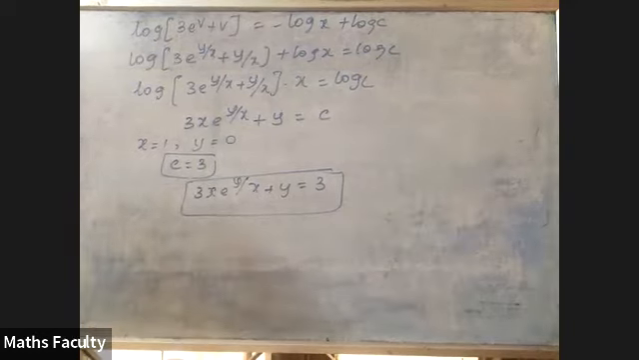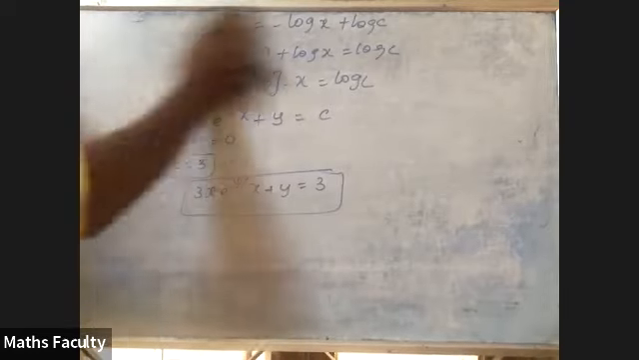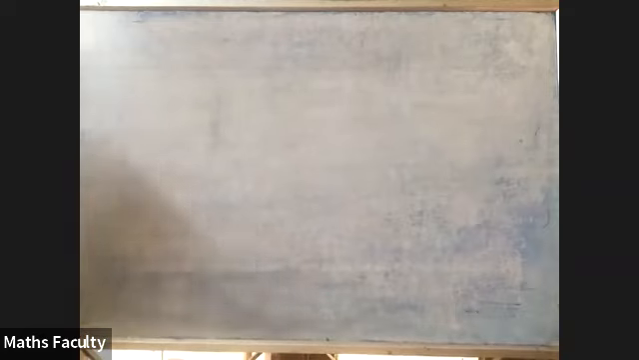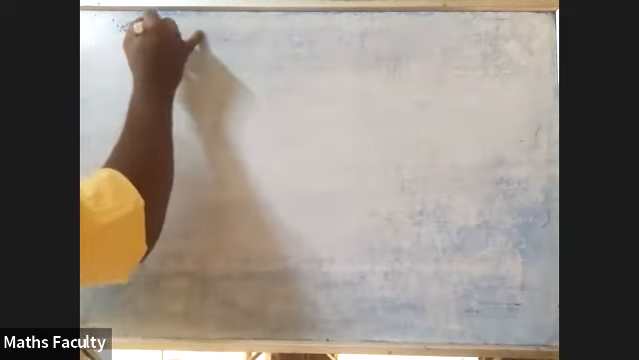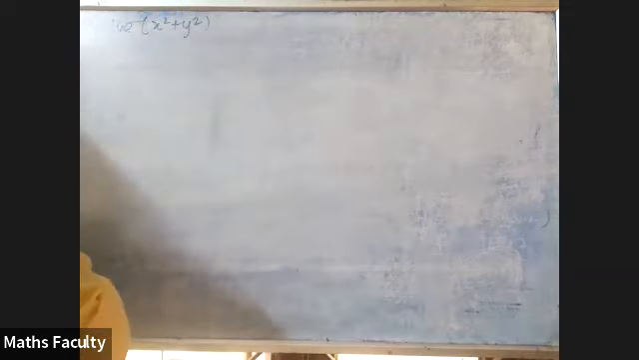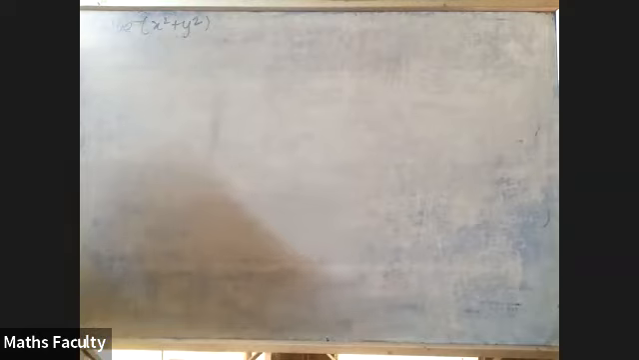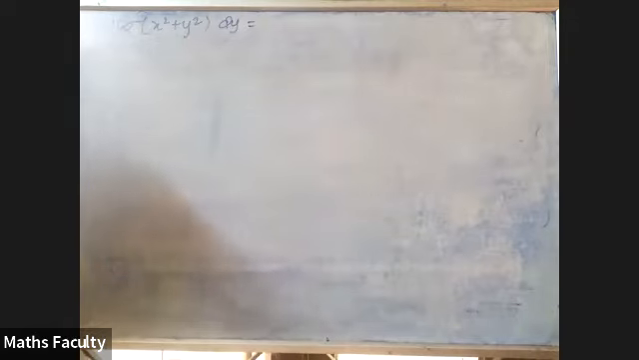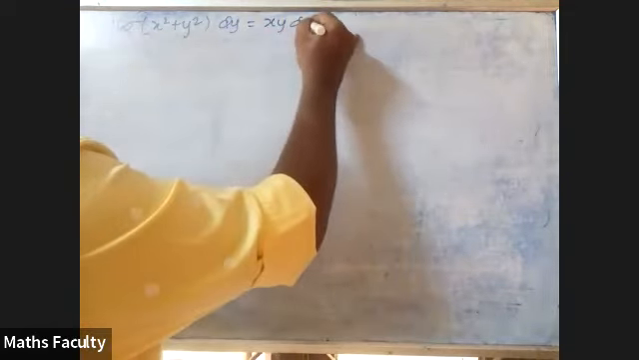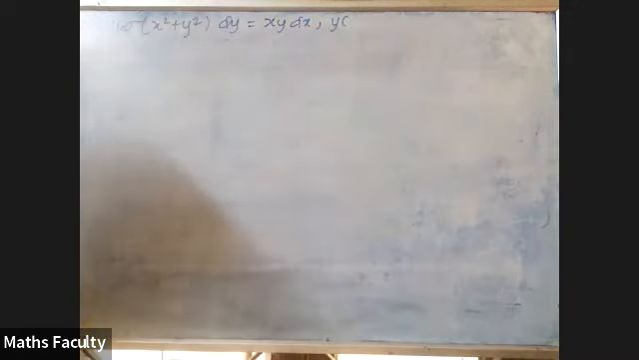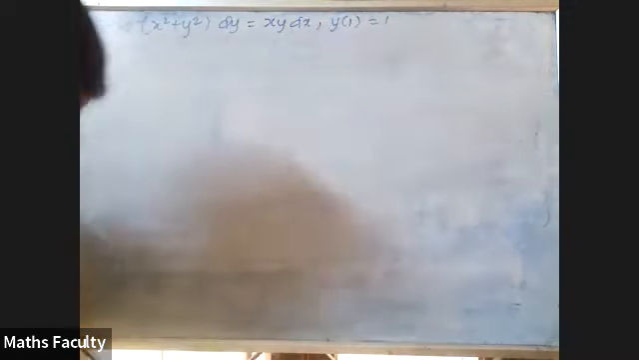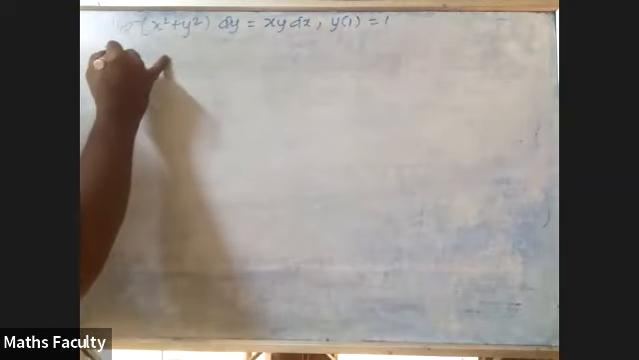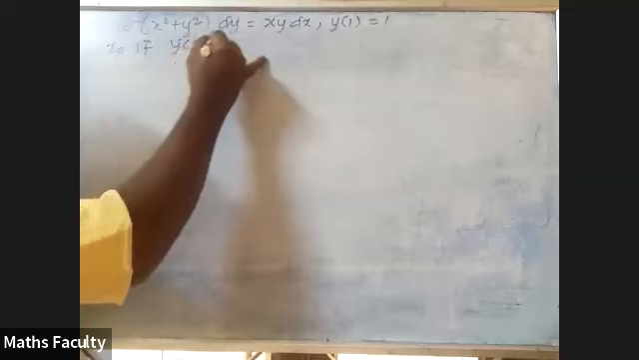Next one. Solve: (x square plus y square) dy equals xy dx, y of 1 equals 1, and find x naught if y of x naught equals e.